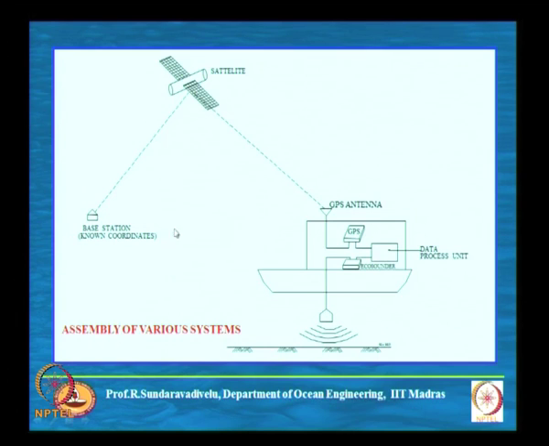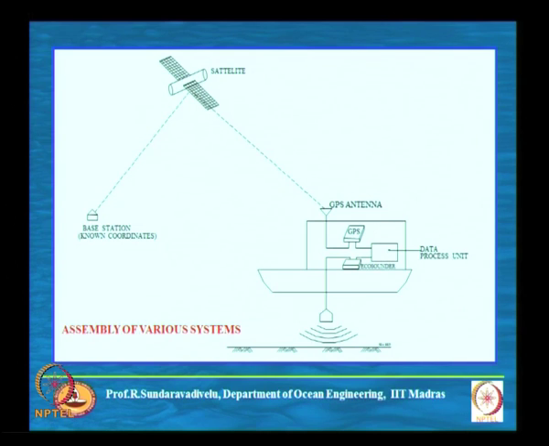We have two GPS, one at the base station on the land, another on the vessel. It receives the signal from the same satellite, then matches the signal and makes any corrections required for the position. Then you have an echo sounder deployed below the vessel, which sends acoustic signals to the seabed, receives them back, and finds out the water depth at a particular location. All this data is stored in the data processing unit.